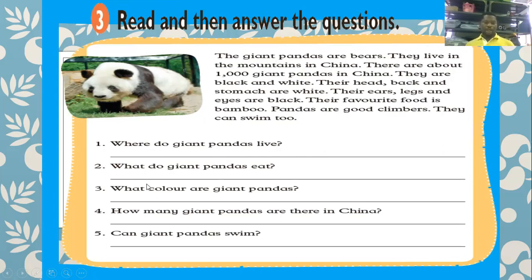Okay, number 2 says, what do giant pandas eat? Again, repeat after me. What do giant pandas eat? They eat bamboo, because it says their favorite food is bamboo. So what do giant pandas eat? They eat bamboo.